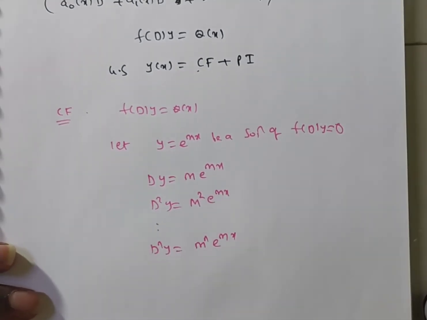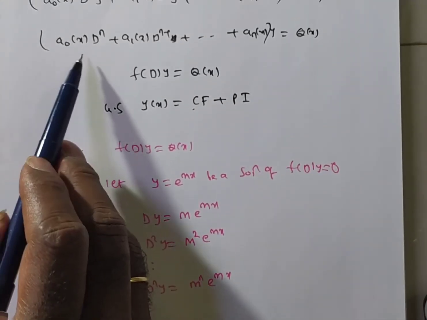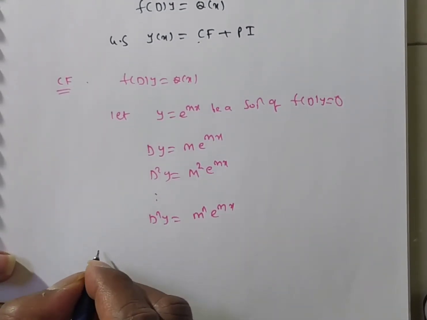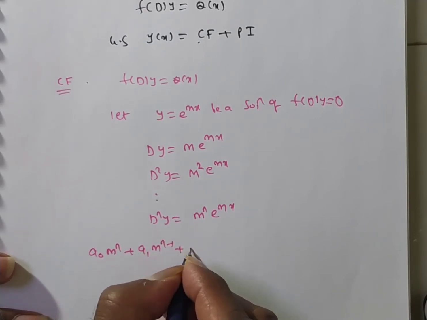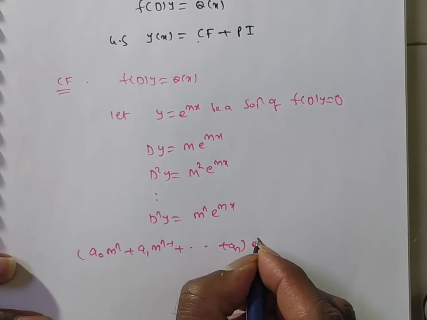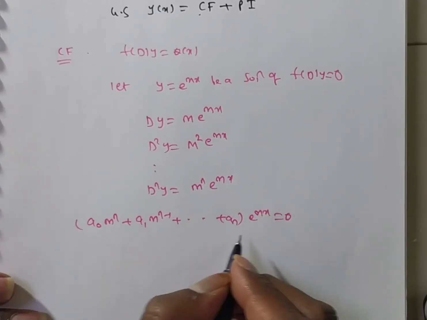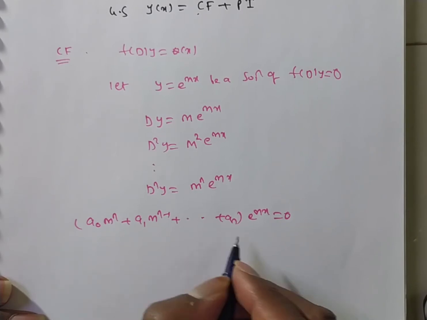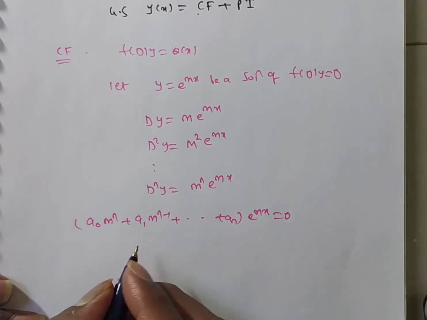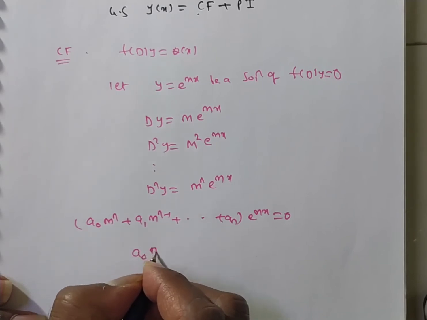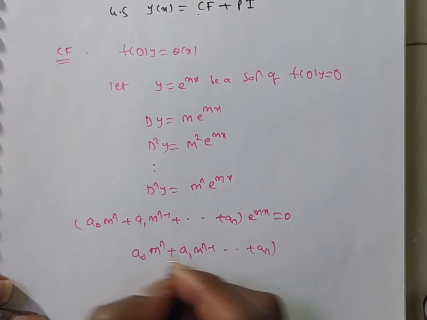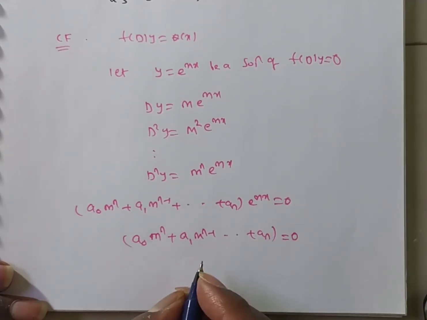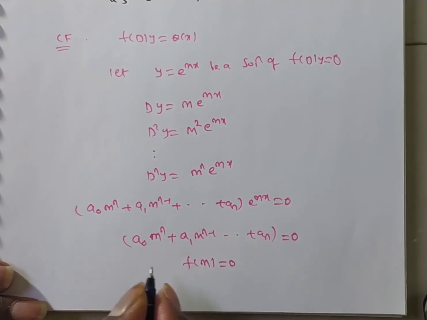If you substitute all these values in f of d, then we will get the auxiliary equation in this form: a naught m to the power of n plus a1 m power n minus 1 plus so on plus an, into e to the power of mx, is equal to 0. So the product of the two functions is 0 in this case. Then either any one of them is 0 or both are 0. In this case e power mx is never 0. So which is 0 now? a naught into m power n, a1 into m power n minus 1 plus so on plus an is equal to 0. So now it is in the form of f of m is equal to 0, an algebraic polynomial of degree n.